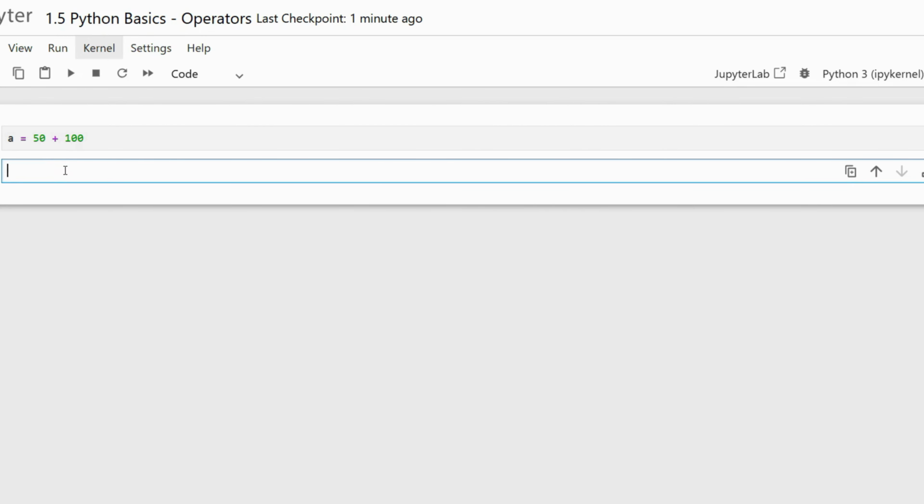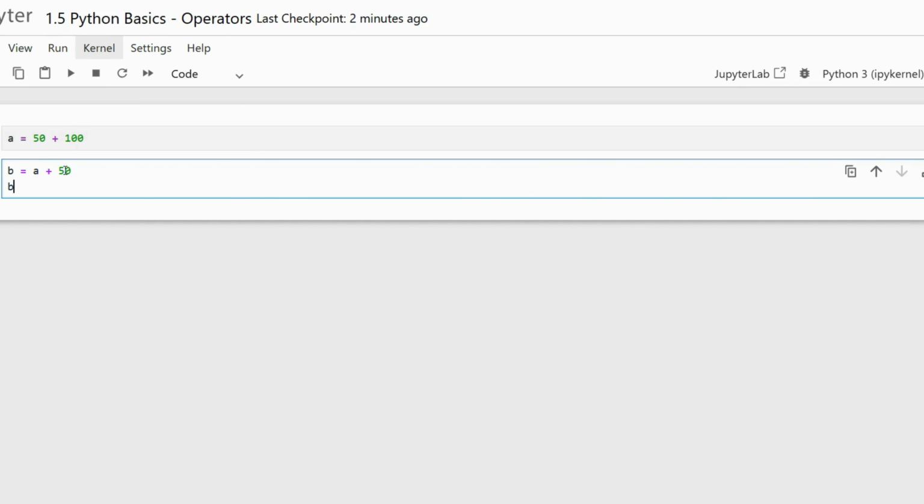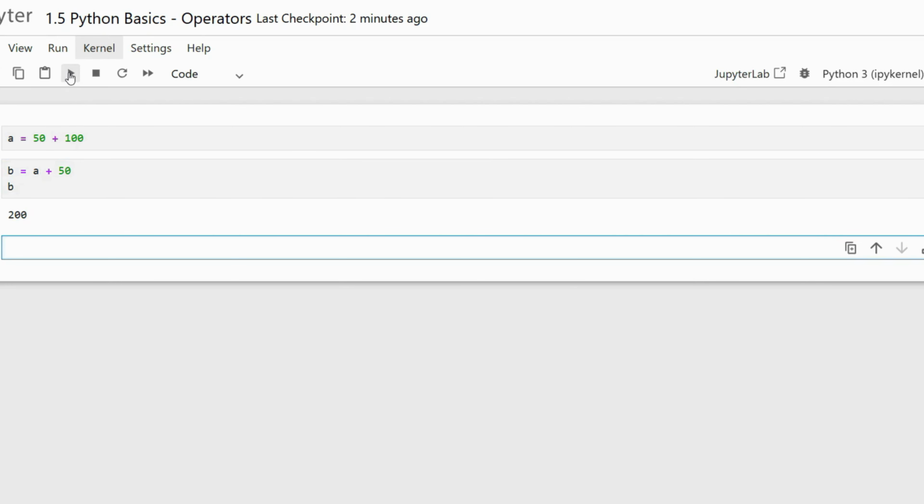Next, we add 50 to a and store it in variable b. So b becomes 200. Finally, we add a and b and store the results in c. The value of c becomes 350. This shows how Python evaluates expressions step by step using variables.